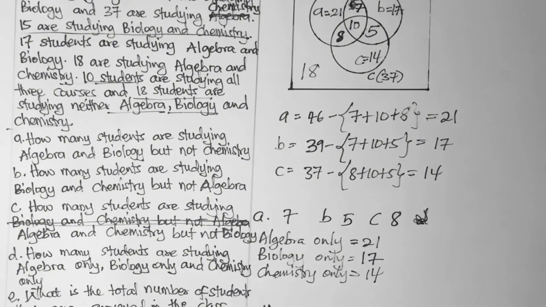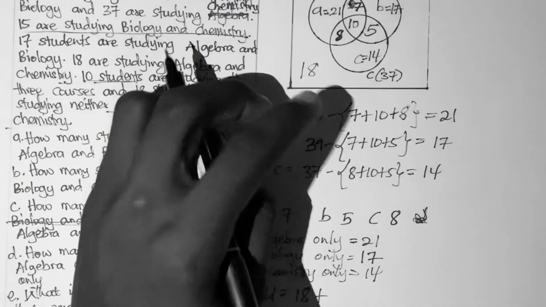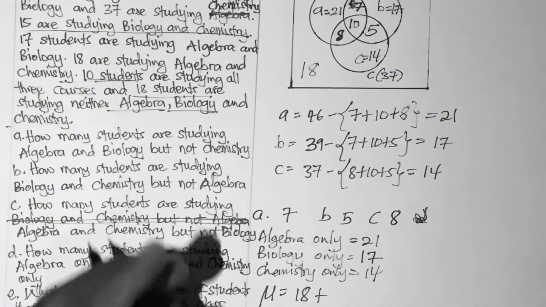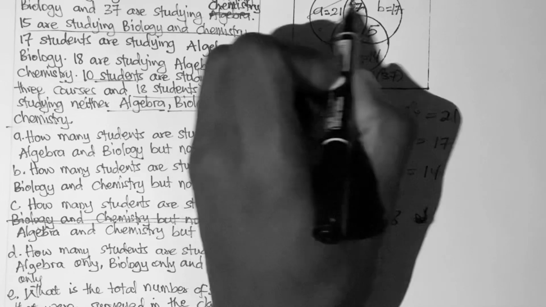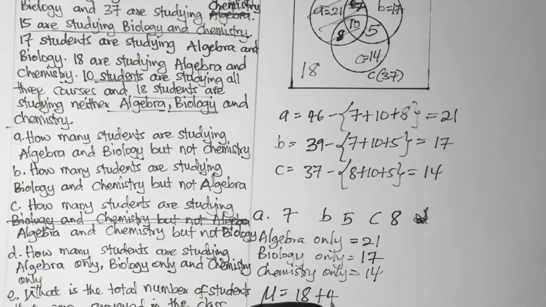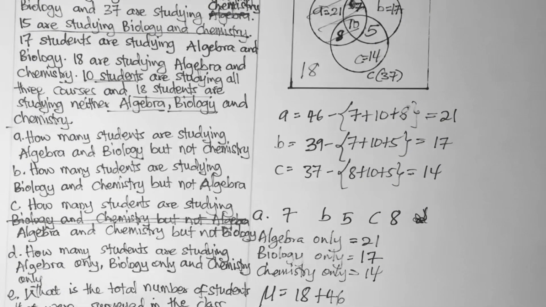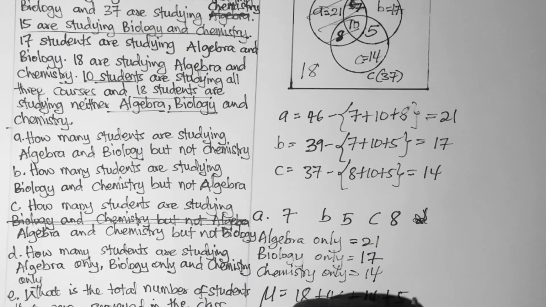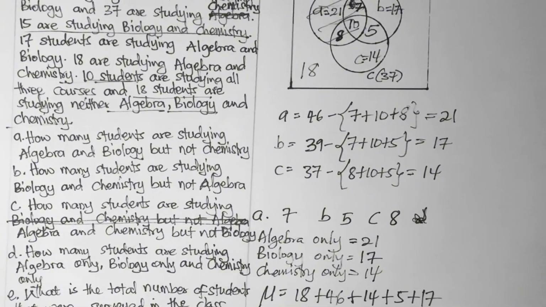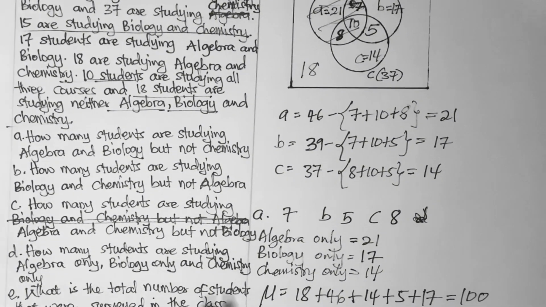So the total number of people in the class, which is mu, is equal to 18 plus... Now we need to sum all the numbers in this region. You see that all of this region is 46 people, so we can write plus 46. We are left with 14, 5, and 17, so plus 14 plus 5, then plus 17. If you add all of this, you are going to get 100. So there are 100 people in the class of sophomores.